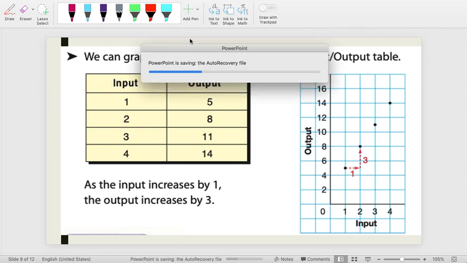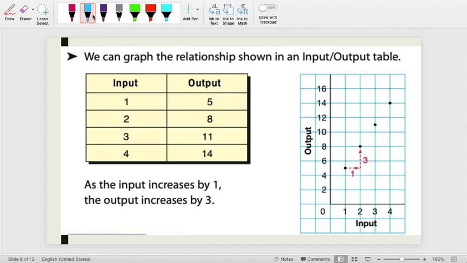Sorry, just my colors are hot. At the spinning wheel of death. Uh-oh. I don't know if you can see that. It said it was saving.